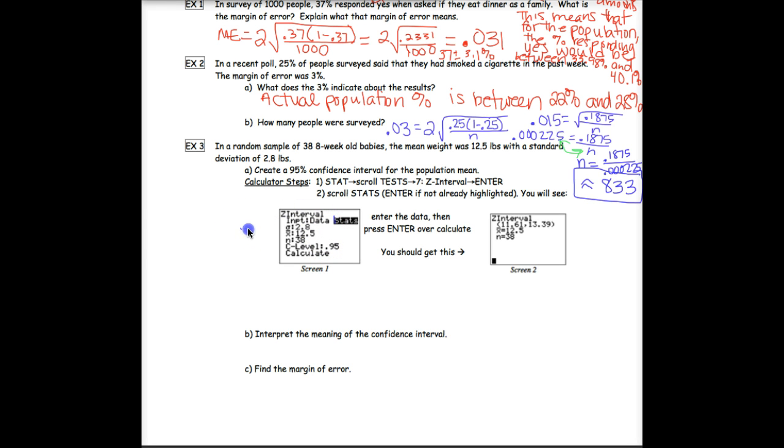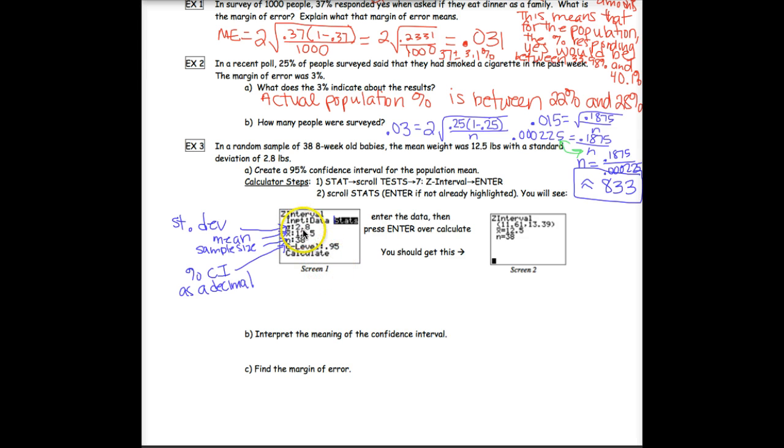What those stand for: this is the standard deviation. Hopefully you know that symbol by now. So that's the standard deviation. X bar is the mean. N is the sample size. And C level is the percent of your confidence interval as a decimal. Notice I didn't put in 95, I put in 0.95. If you mess that up, it's obviously going to change your answers.